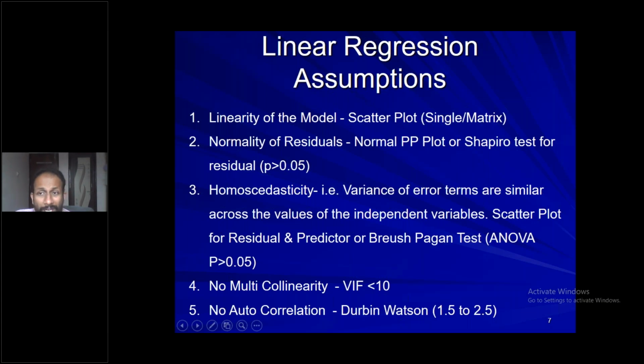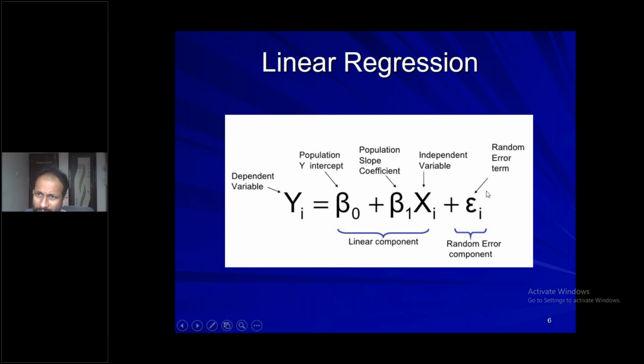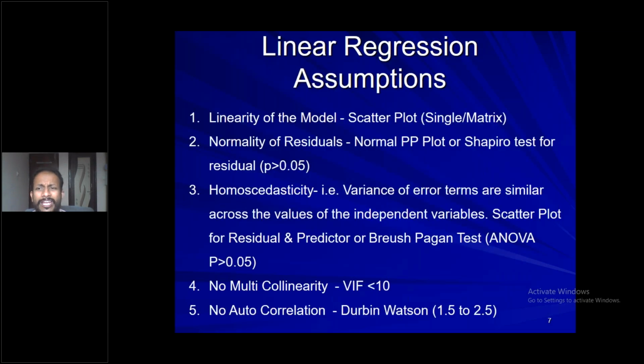homoscedasticity. What is the meaning of this term homoscedasticity? It is that the variance of error term is similar across the values of the independent variable, right? I have told you about the error term. Here also the error term comes into picture. This error term will be there for each and every independent variable.